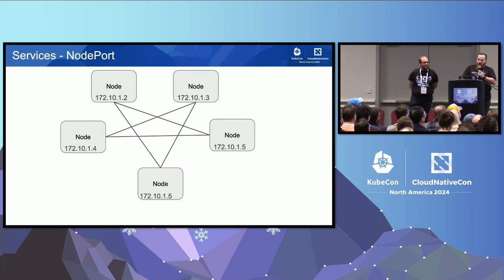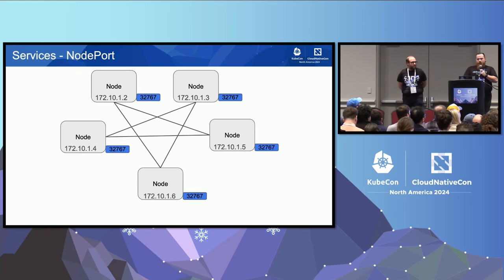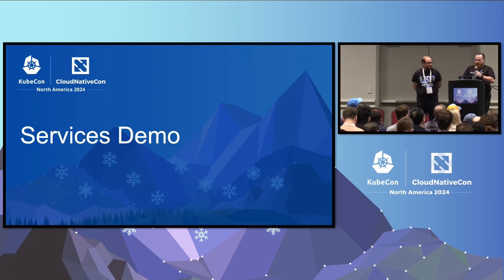So the next one is node ports. From a node port perspective, we talked about those external IP addresses for the nodes. And if we have an application that's running with a service of node port, what Kubernetes will do for us is it allocates a port on each one of those so that I can reach 172.10.1 on 32767, and it will reach my applications in the back end for us. So instead of an IP address, I can use the node port service. And this will get a little easier when Ricardo demos that for us.